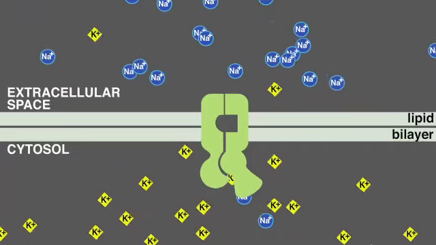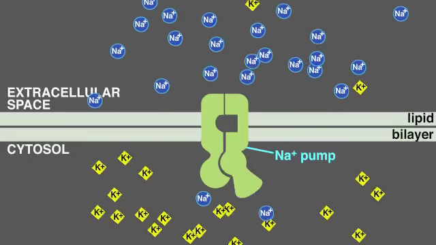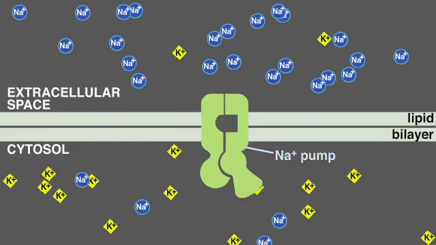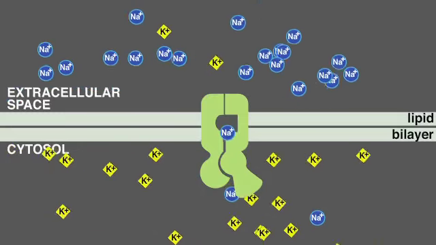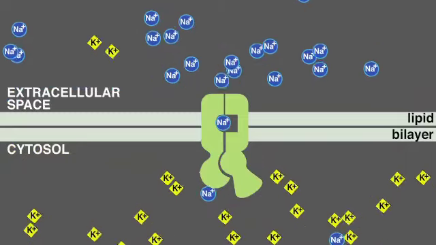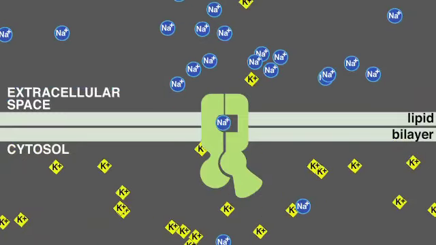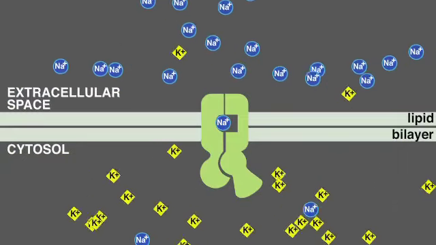Animal cells use a membrane pump, called the sodium pump, to maintain these ion gradients. To begin the pumping cycle, sodium ions enter binding sites on the cytosolic side of the pump. Although there are 3 sodium binding sites on this pump, for simplicity, only one is illustrated here.